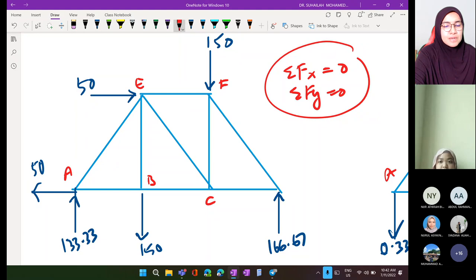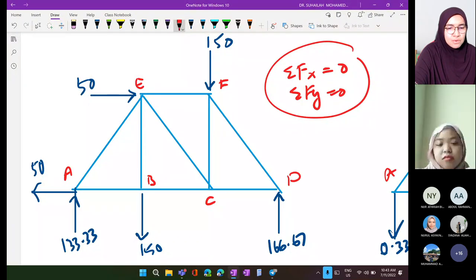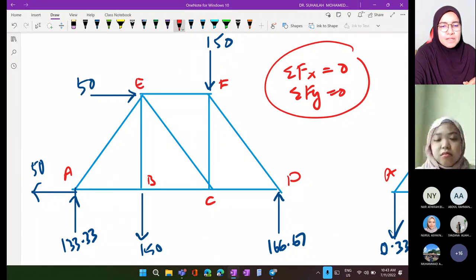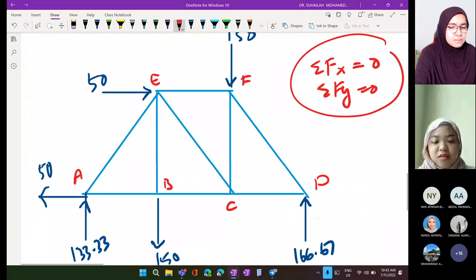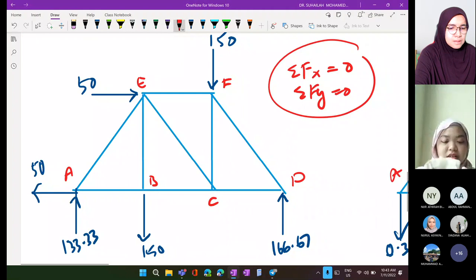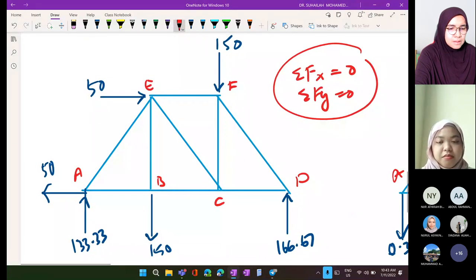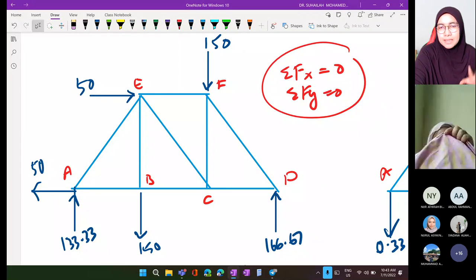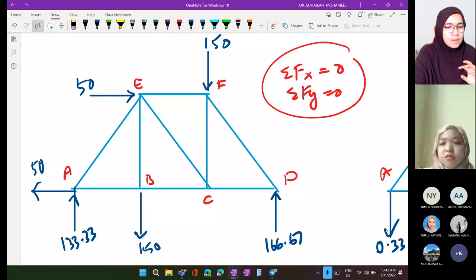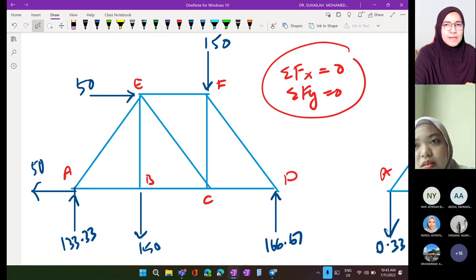That is the principle that we apply in calculating member forces using the method of joints, but this time we do it virtually. We have to make sure that at A we fulfill this, B fulfills this, and so on until all joints. We must fulfill total Fx zero, total Fy zero. To enhance your understanding, we will do it together for this example.